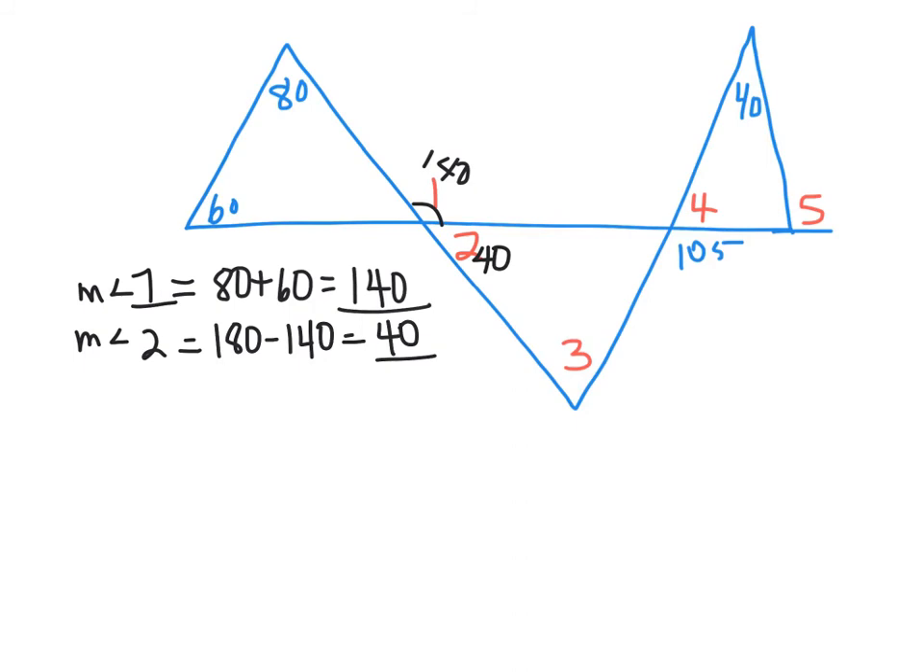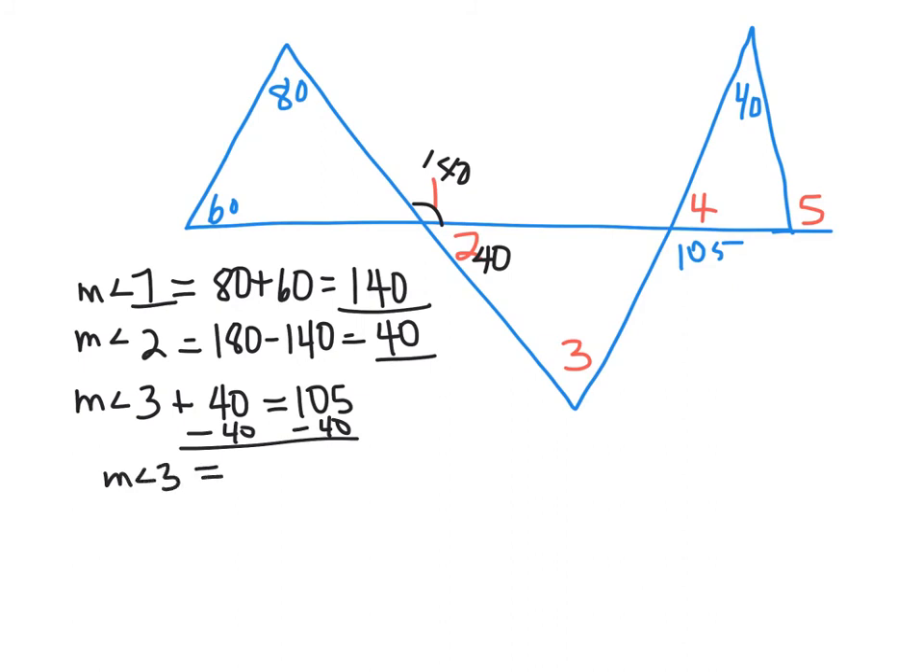All right. Okay, next is the measure of angle 3. So angle 3 plus 40 is going to equal 105, because the sum of the remote interior angles is equal to the exterior angle. So let's subtract 40 from both sides. And we get the measure of angle 3 is 65.